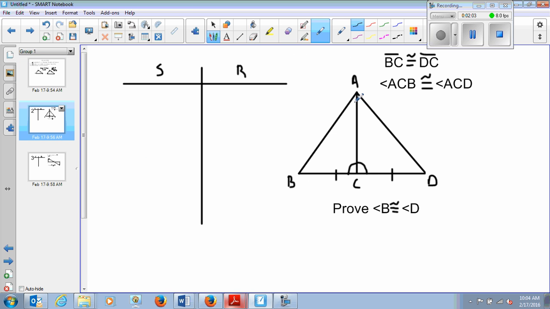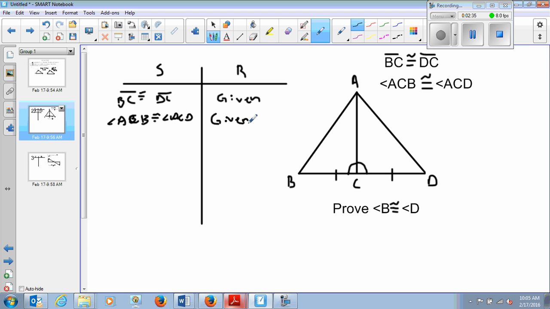So here we have something we've been working with before. We're going to do a proof. We want to start with the given information. That's that BC is congruent to DC. That was given to me. Also given to me was that angle ACB is congruent to angle ACD. That was given, but look at what we're trying to prove here.